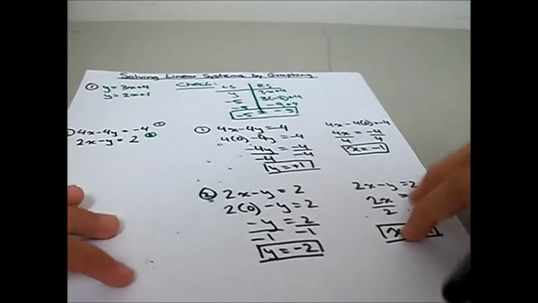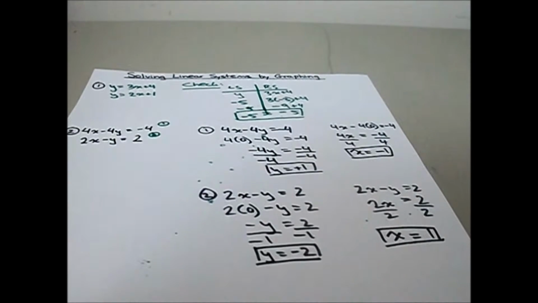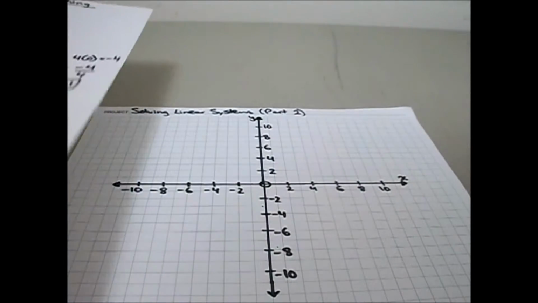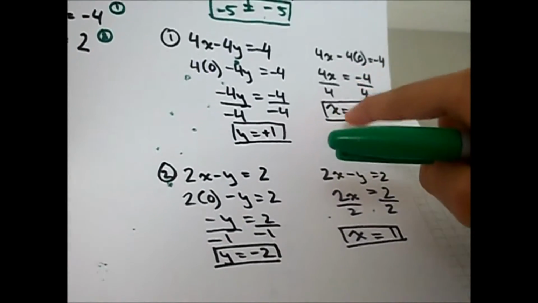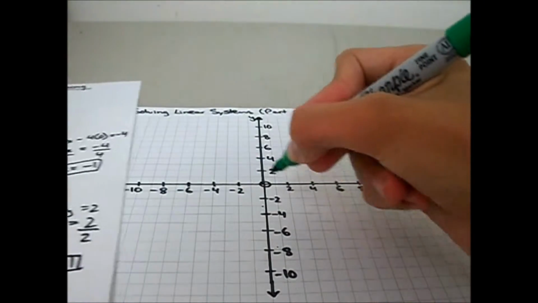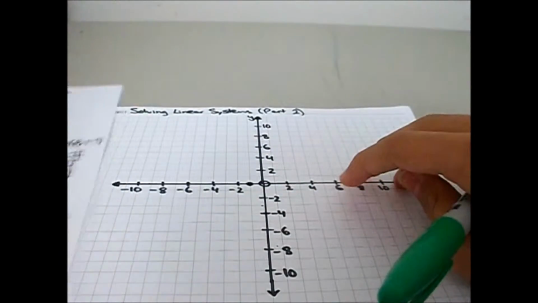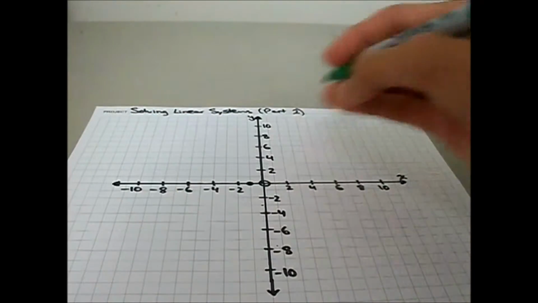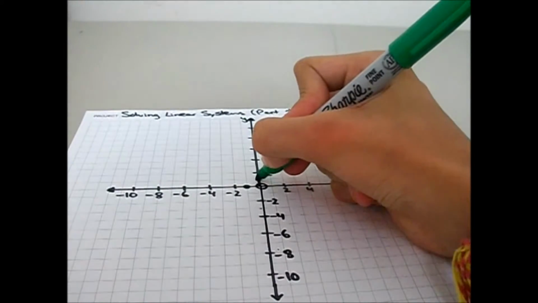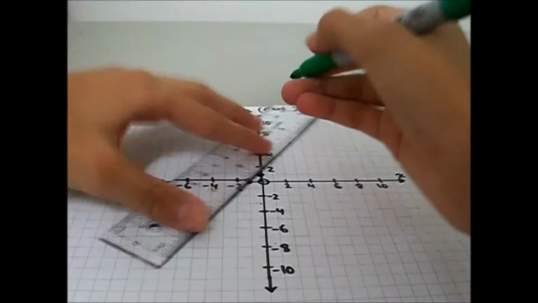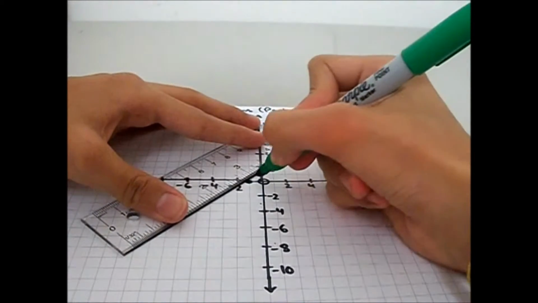There we go. Now that we have the intercepts, we can graph them. I have my graph paper ready and labeled. So let me just start off with graphing the first one. The x-intercept of the first one was -1, so I'm going to set -1 here. And the y-intercept was +1, so set it here. And I'm going to connect these 2 points and simply extend the line.